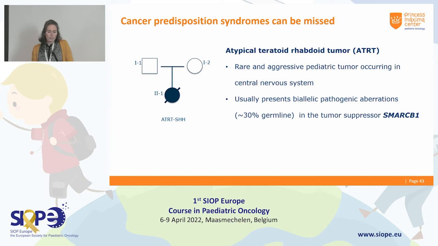And we know that these tumors often have 2 SMARCB1 mutations, and in 1/3 of these children, the mutation is in the germline. So I took blood, sent it to the lab, it came back negative, and I counseled them that they had no increased risk in a future pregnancy.